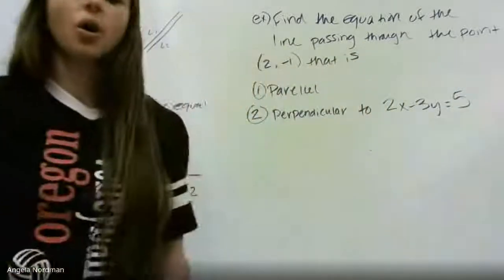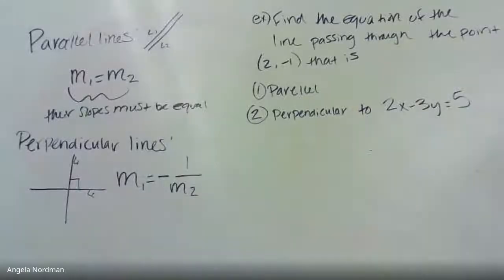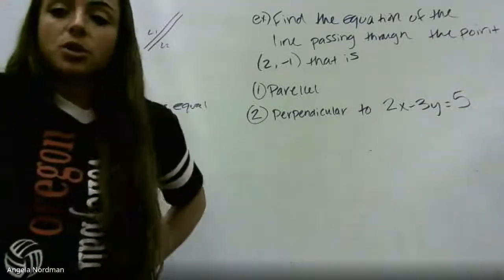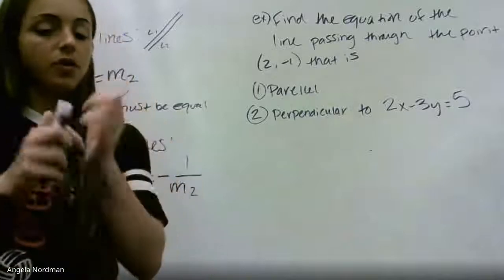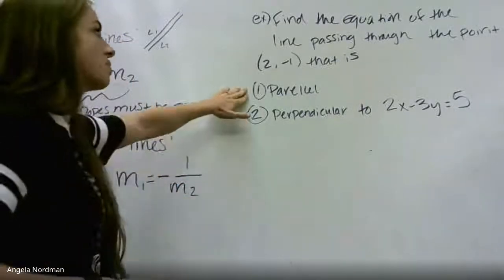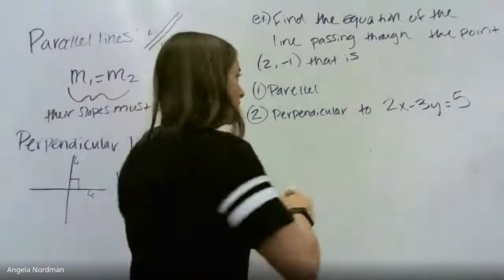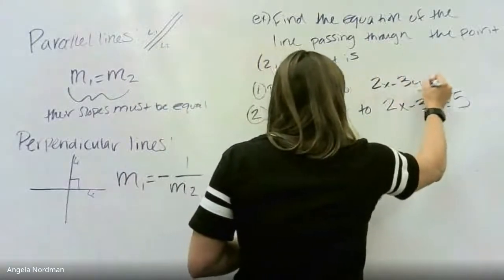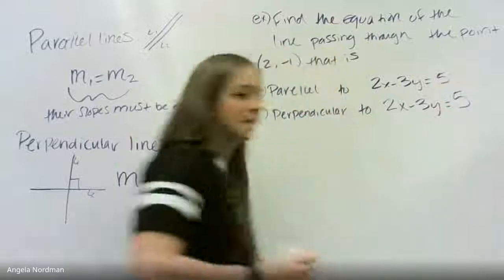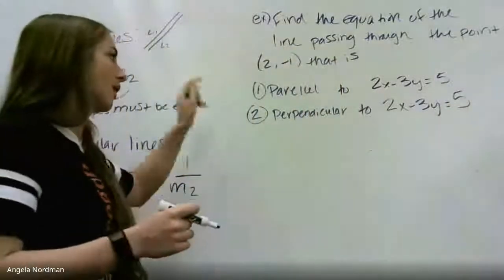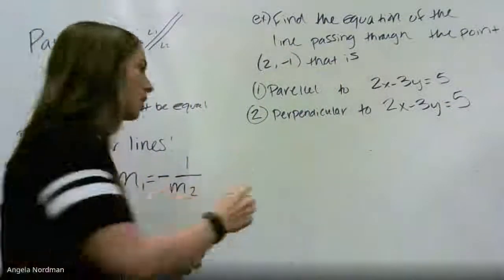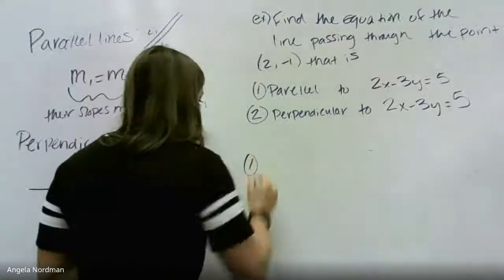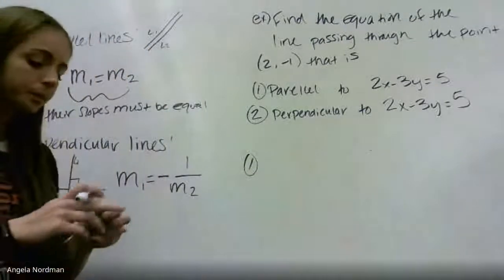Okay, so basically what I'm trying to do is not make us have to redo the same kind of example twice. So I'm going to have two different case scenarios. Okay, in the first one, we're going to find the line that's parallel to this line. In the second case, we're going to find the line that's perpendicular. Okay, so let's work on one right now.